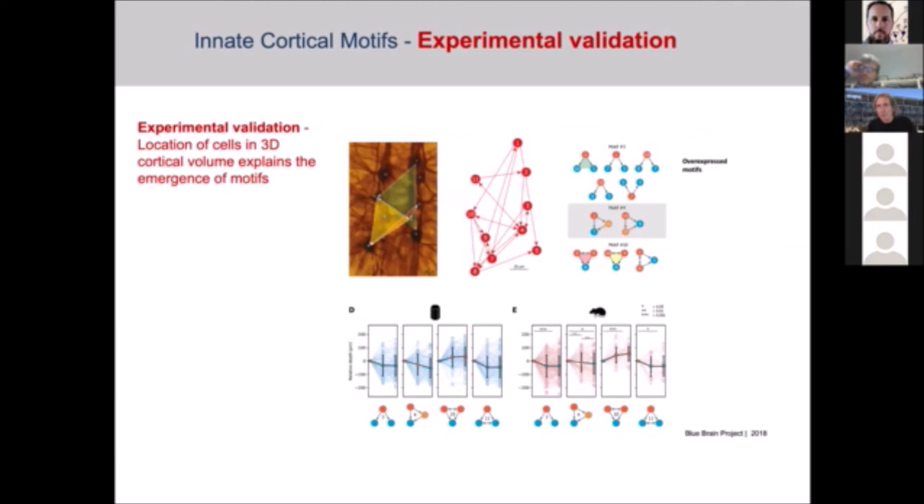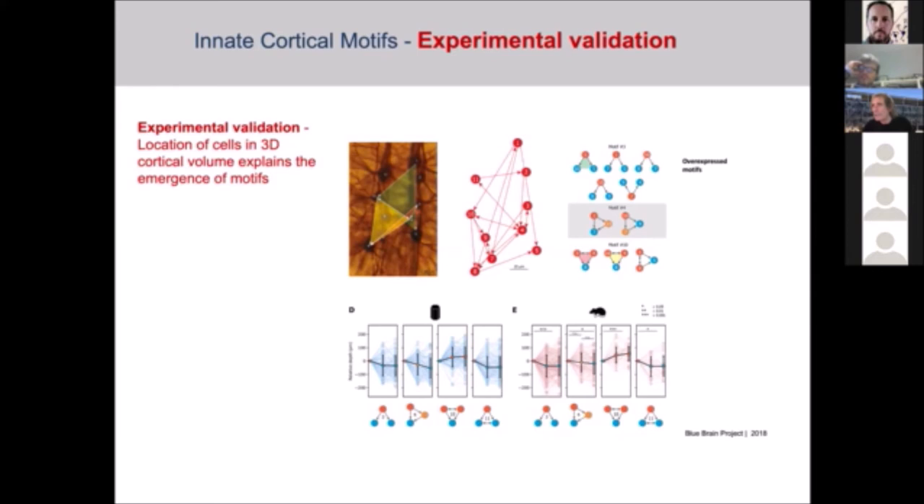And we also validated it experimentally. This is a work of Henry Markram and Perrin from their lab. They measured many 12 neurons together, and they really indeed found that if you know the location of neuron one, neuron two, which one is above the other, which one is below the other, then you can predict the motifs just by the 3D location of the neurons. This means that the structure and location of neurons dictates to a large extent the emergence of network structure.